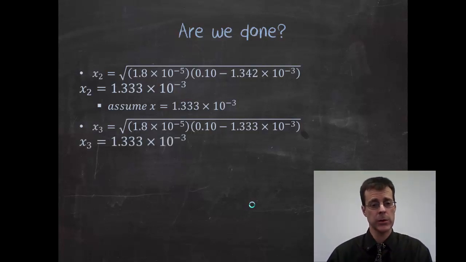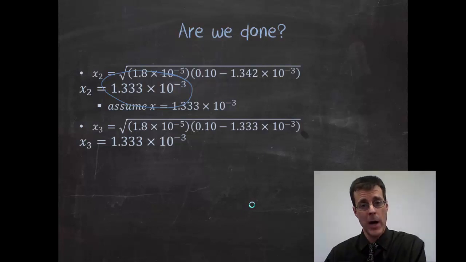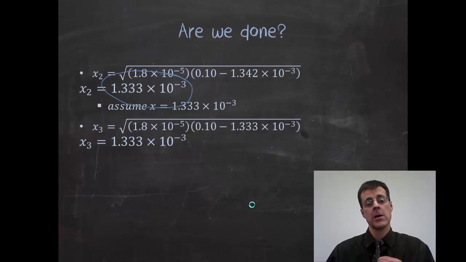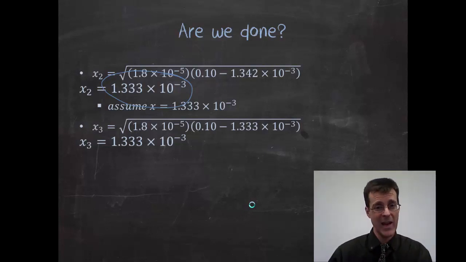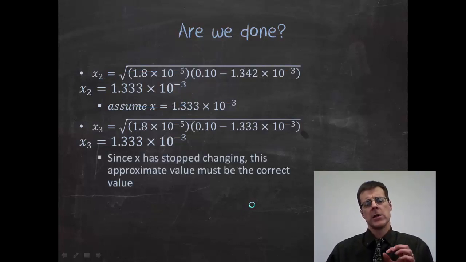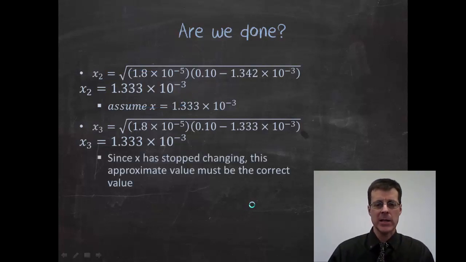And I end up with, hey, check it out, 1.33 times 10 exponent negative 3. In other words, my second guess of a value for x was correct, or at least, to the third decimal place was correct. So that when I check it, I get that answer back. Both x's agree. Since x has stopped changing, I take that to be the correct value.